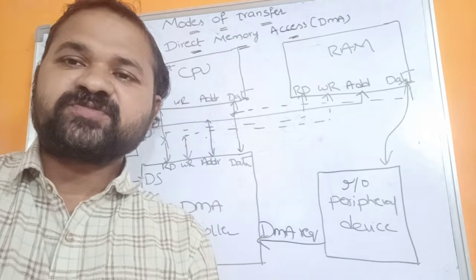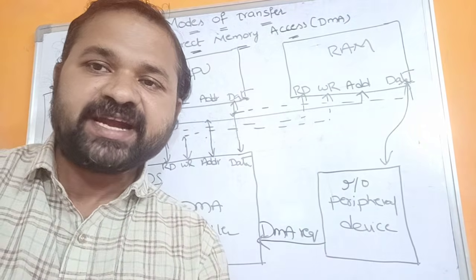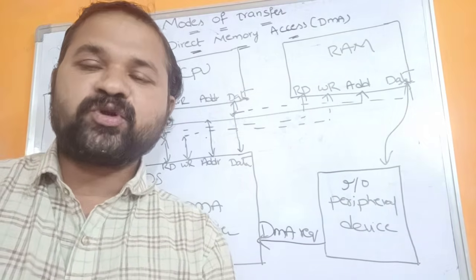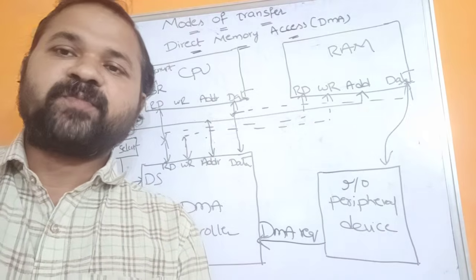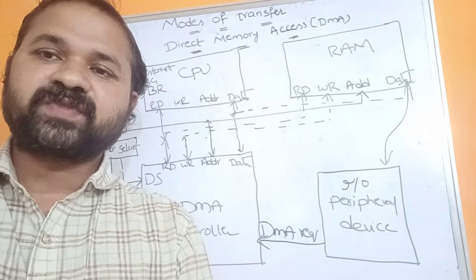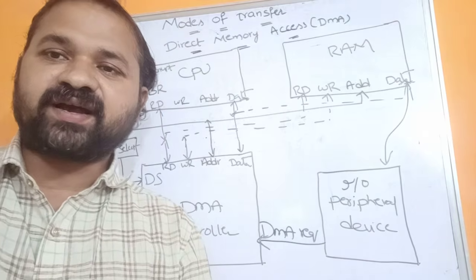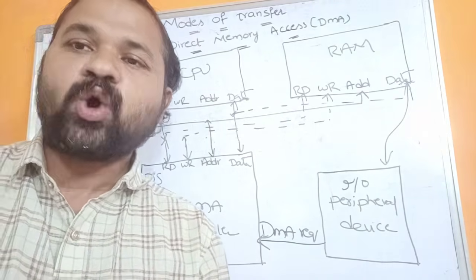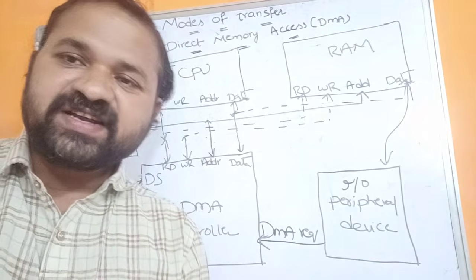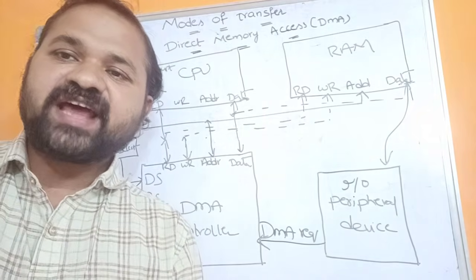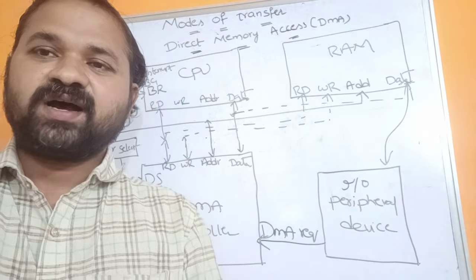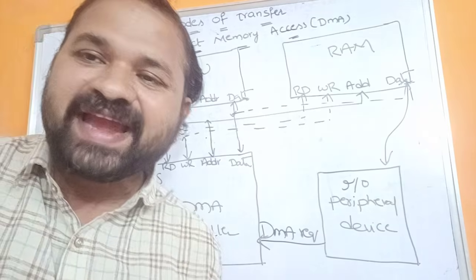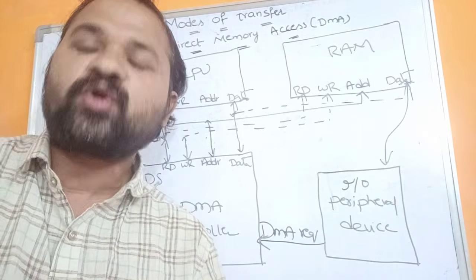There are several problems with programmed IO and interrupt initiated IO. We can overcome those problems with the help of direct memory access, that is DMA. The problem with programmed IO is every time the CPU has to check whether the IO device is ready or not. If the IO device is not ready for data transfer, then once again the CPU has to check whether the IO device is ready or not. So the CPU stays in that loop only. The CPU will be mostly idle if the IO device is not ready.